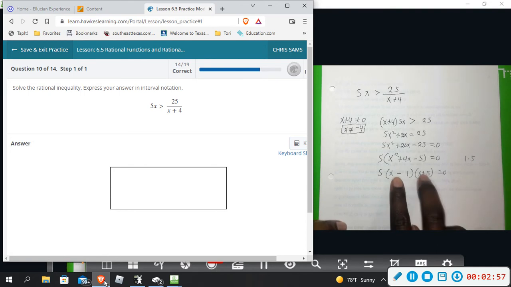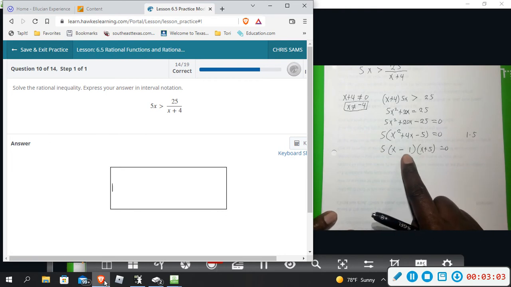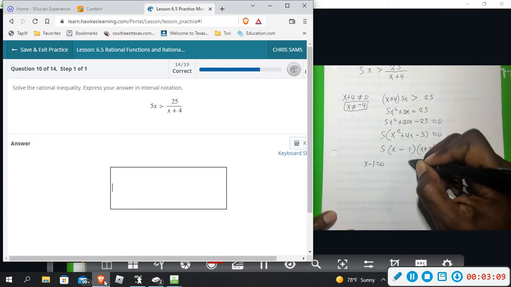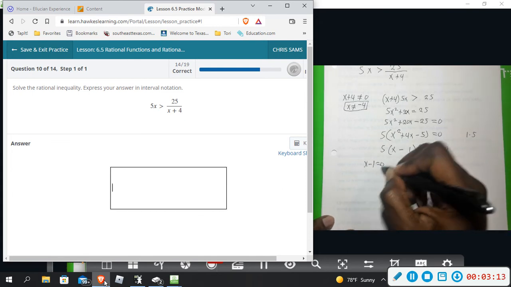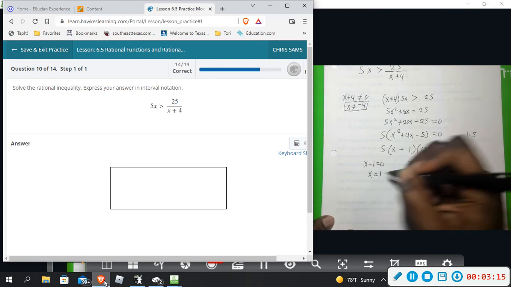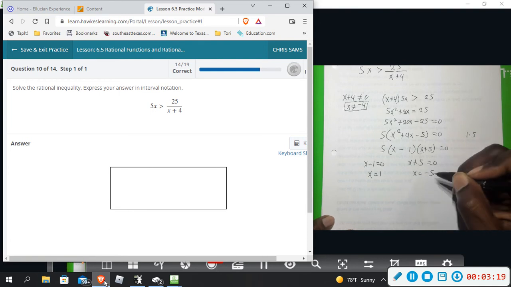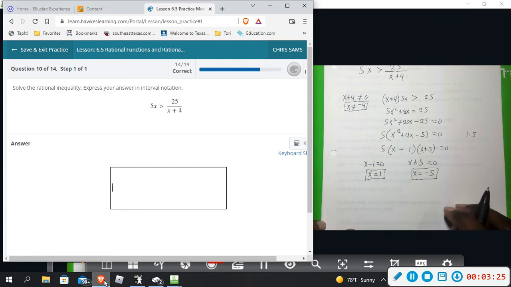Now we're going to take these two terms and set them equal to 0. And then x minus 1 equals 0, and x plus 5 equals 0. That will give us x equals 1, and this will give us x equals negative 5. Okay, so these are our 3 critical values.